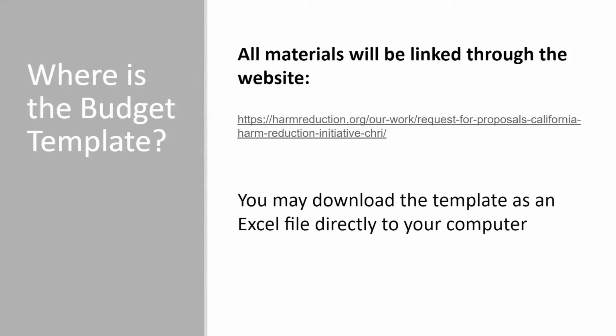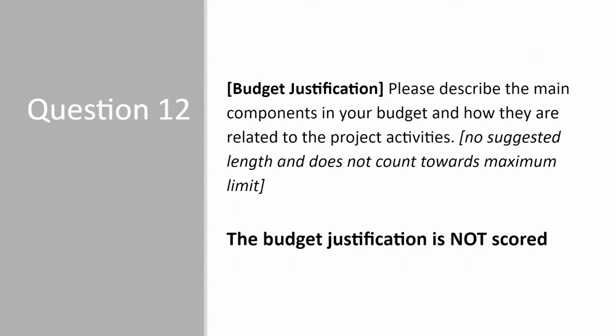The other piece of this is the budget justification question, which Laura just referred to, which is question 12. And it also will not be scored. Again, we really are just looking to see that it made sense and connects the main components of your budget to your proposed activities. So in this justification, you'll tell us about your staffing, how you got to the number you listed for office supplies, etc.